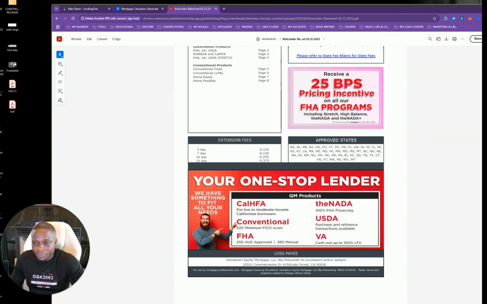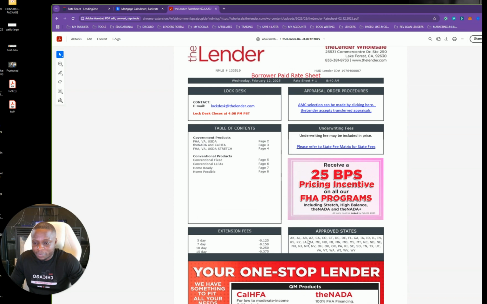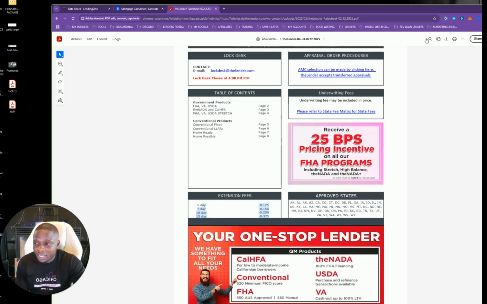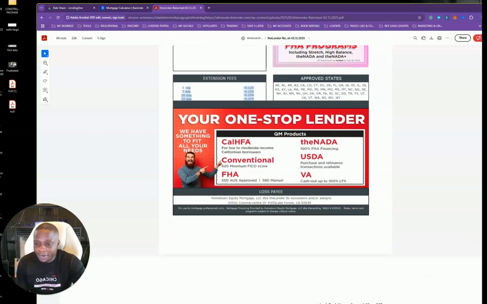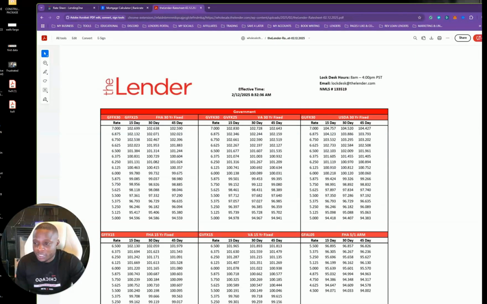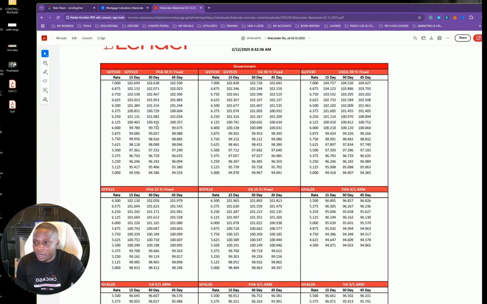Okay, and you can see they'll tell you right there what states they lend in. Extensions is how much extensions cost. For example, if you lock your rate, you have to close that loan on a specific date. If you're not able to do it on that specific date for whatever reason, then you can pay to have that rate extended if it expires. Okay, moving on. As you can see, they have government loans right here.